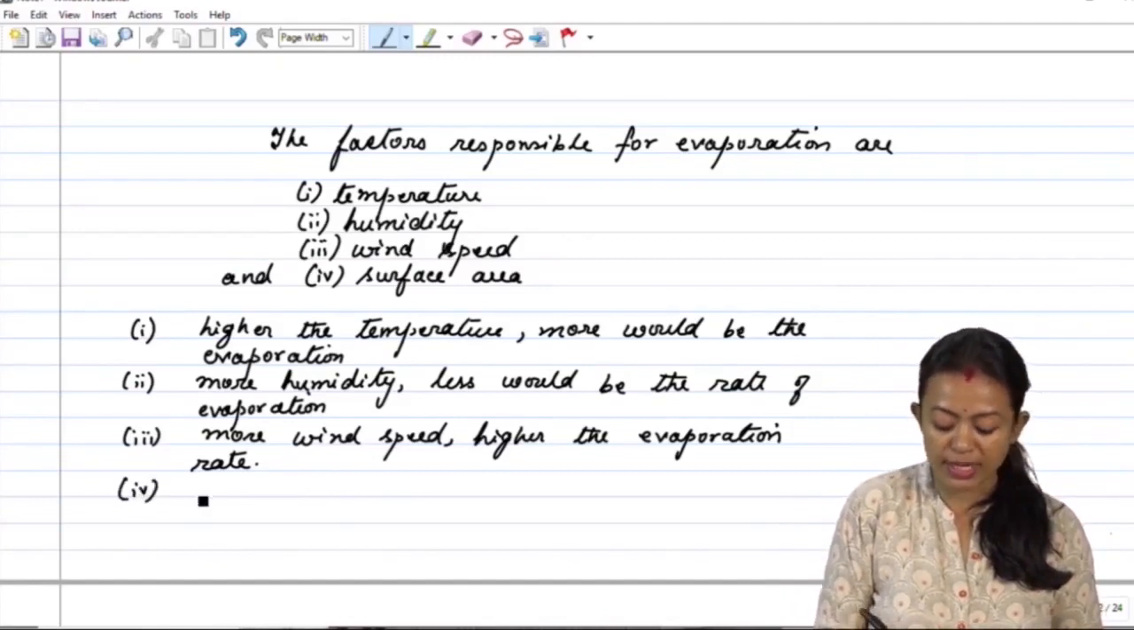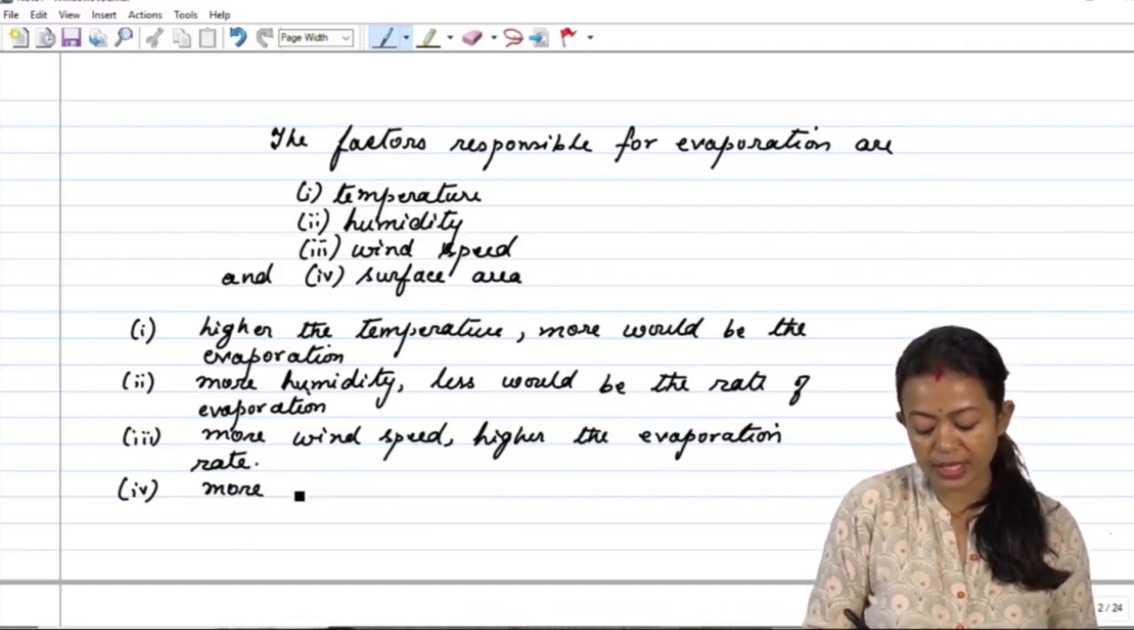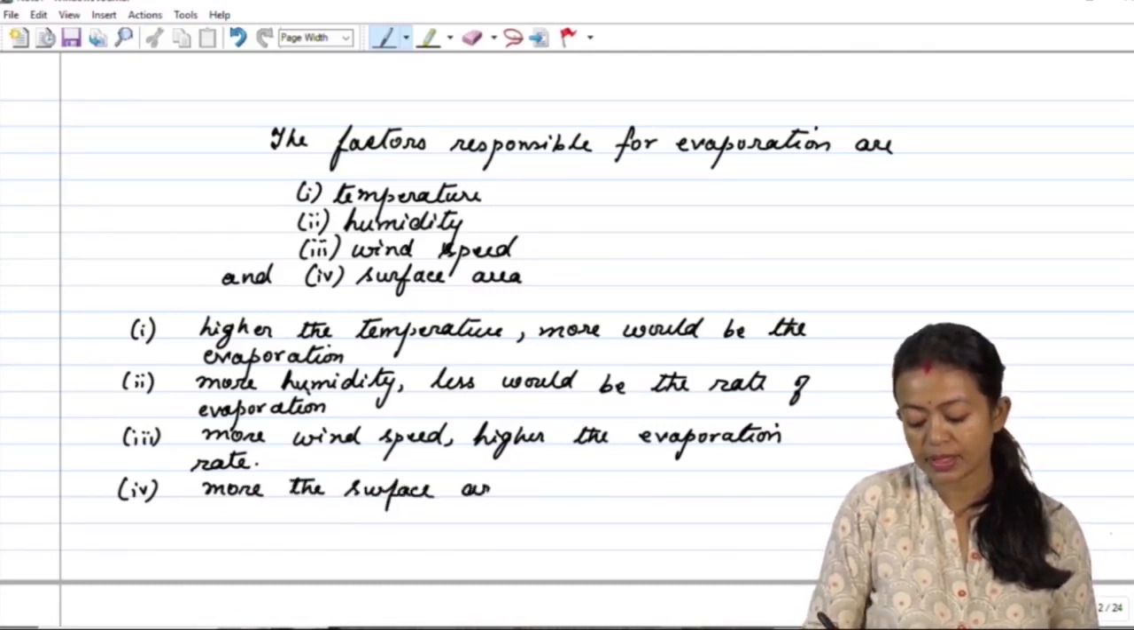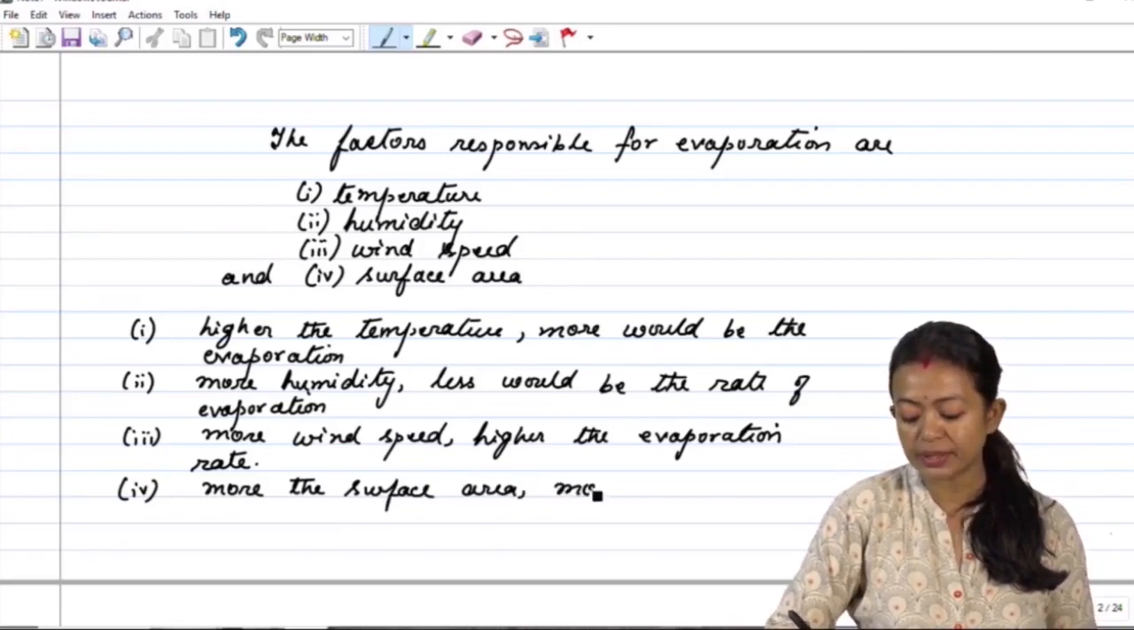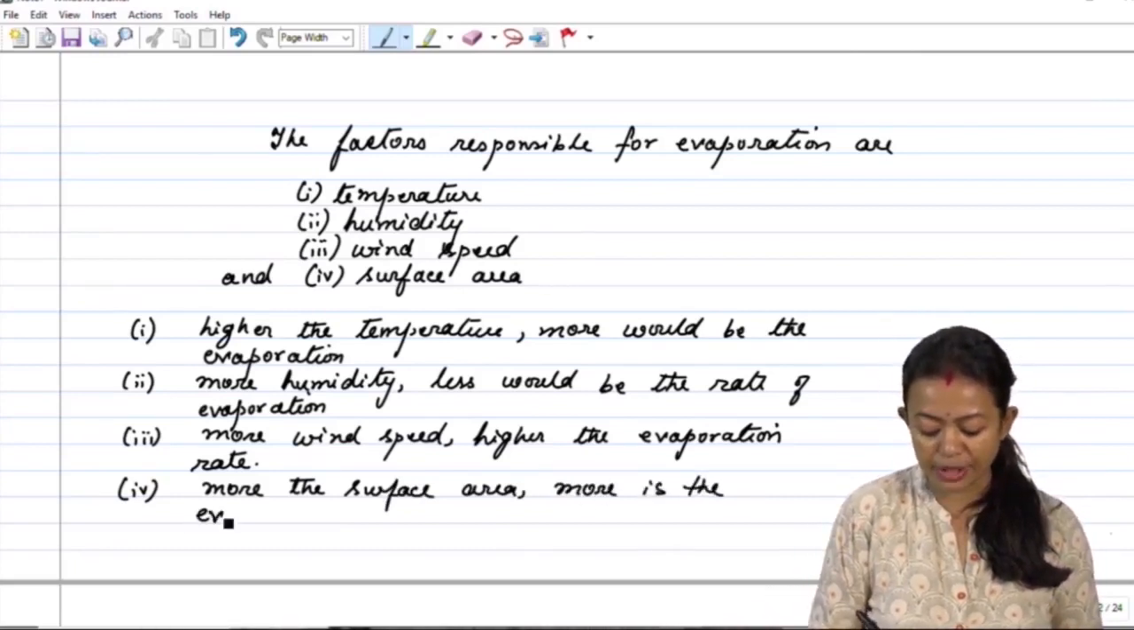Whereas the last one is the surface area. Surface area, or rather I can say, the more the surface area, the more is the evaporation rate.